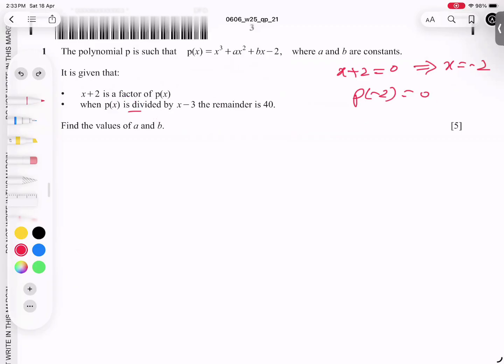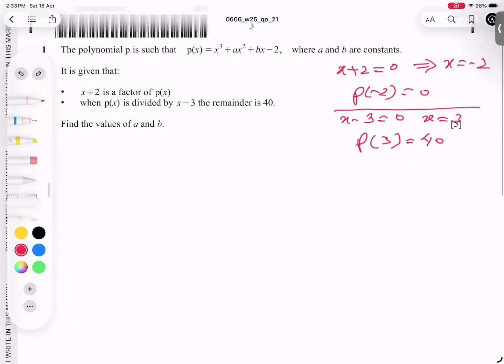Second option, we say when you divide by x minus 3, the remainder is 40. It means when I put x minus 3 equal to 0, I get x equals 3. So I will put 3 everywhere, and P of 3 turns out to be 40. Why 40? Because he said the remainder is 40. I'm going to make two equations and solve them simultaneously later on.